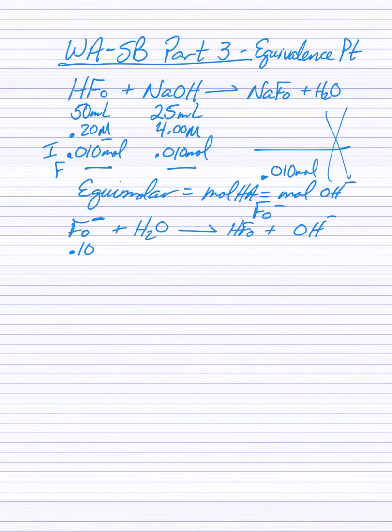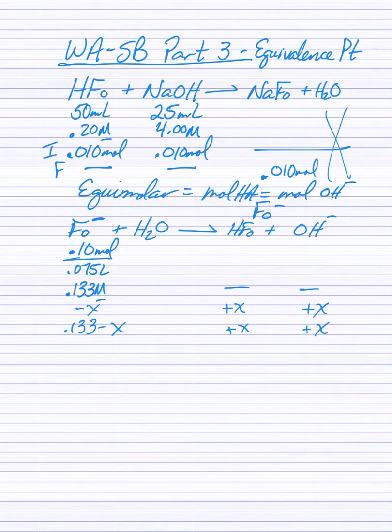0.10 moles. Now that was 0.10 moles. I've got to get that into a molarity. My apologies. I've got 0.10 moles divided by 0.075 liters. So I have 0.133 molar of FO minus. And now this is just going to turn into a nice weak base problem where we have nothing, minus x, 0.133 minus x, plus x, plus x.